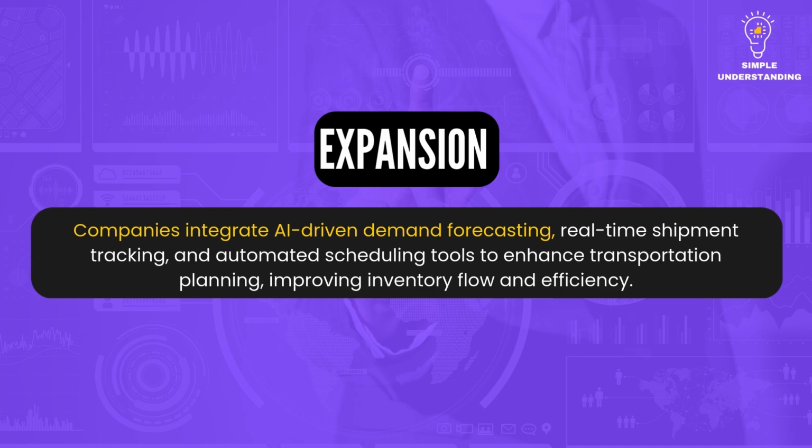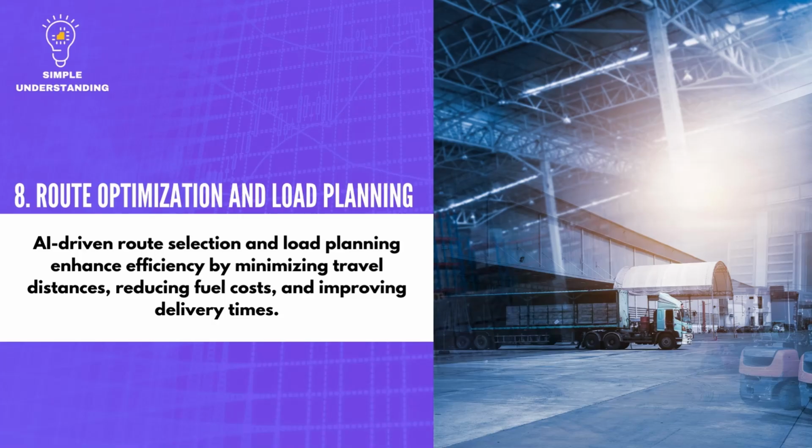Expansion. Companies integrate AI-driven demand forecasting, real-time shipment tracking, and automated scheduling tools to enhance transportation planning, improving inventory flow and efficiency. 8. Route optimization and load planning.